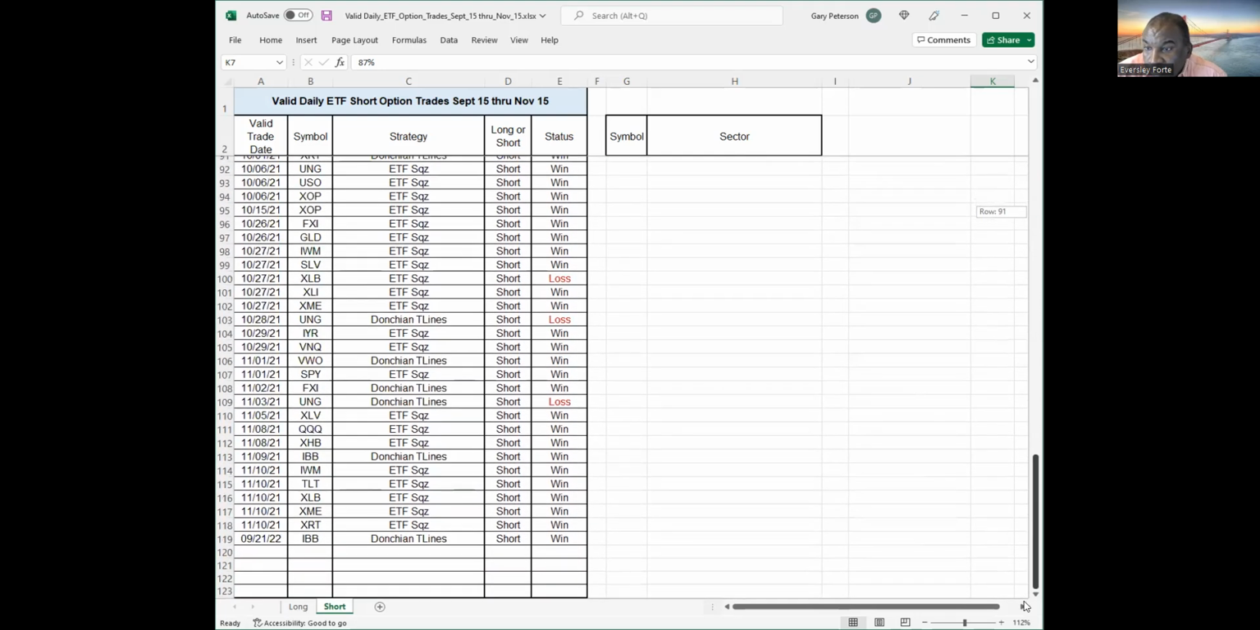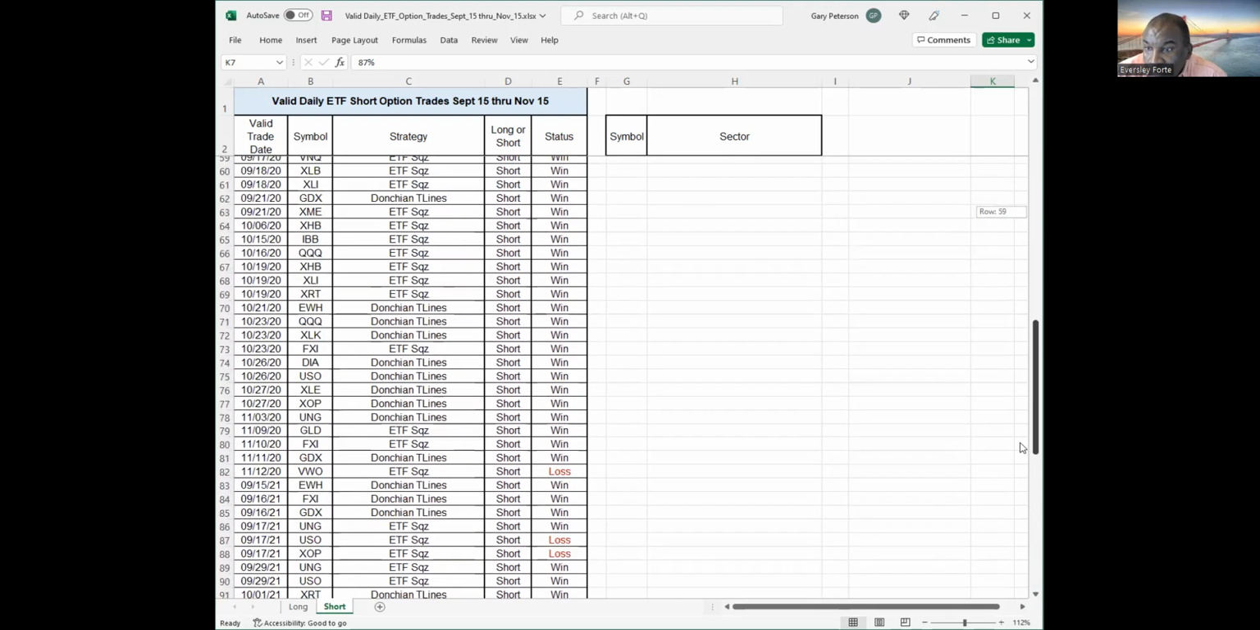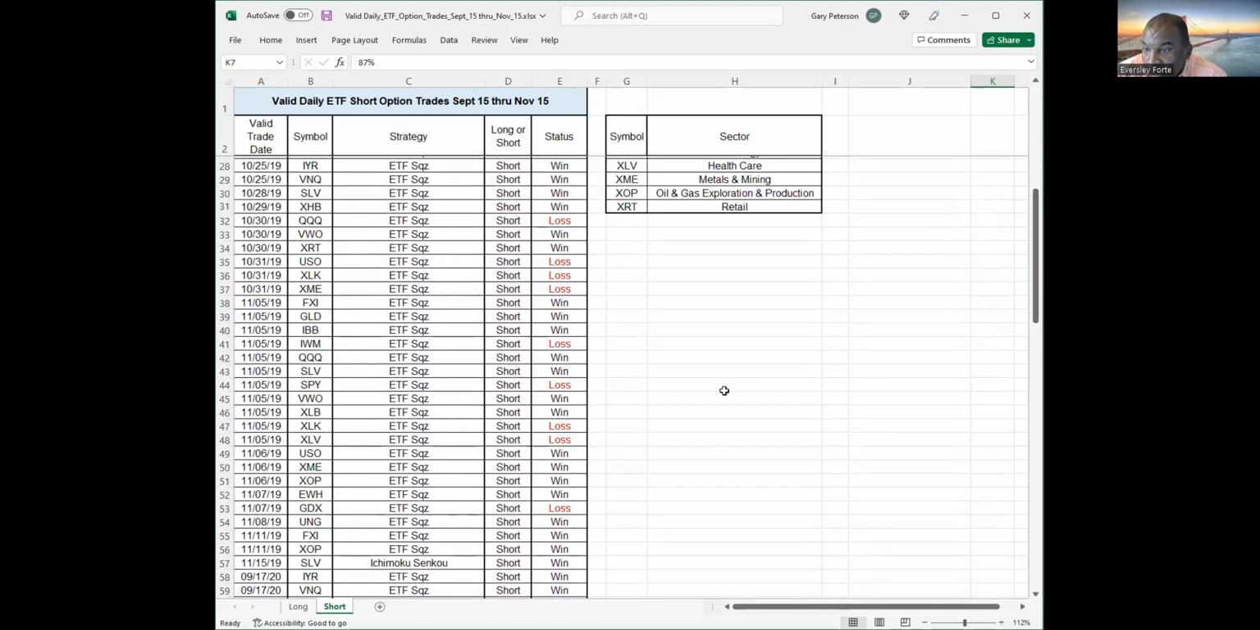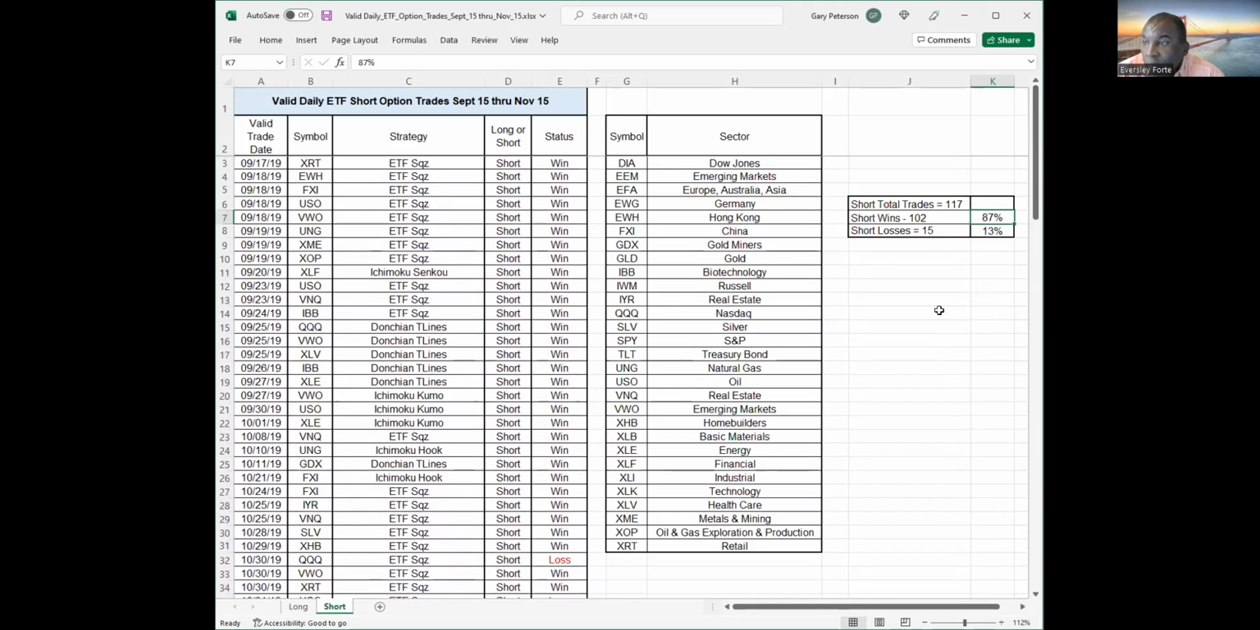So going through, you'll see more red on the short trades during this time period. There's just more because the tendency is to be bullish. So the short trades are great, but the long trades are exquisite. That's where you want to be this time of year. You don't want to miss out on those when they happen.